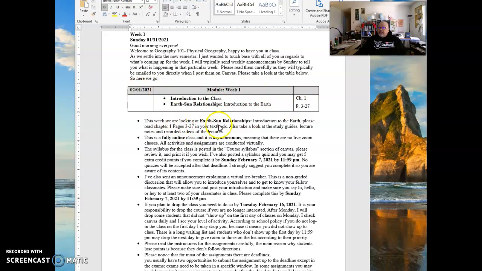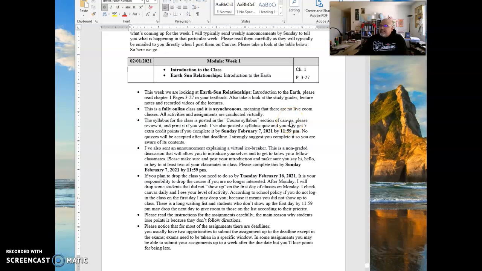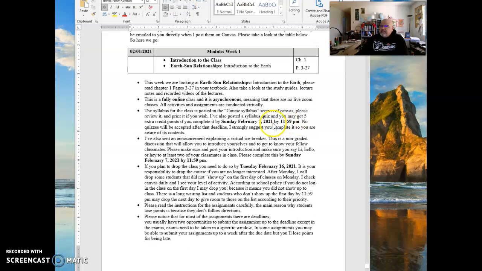This week we are looking at Earth-Sun relationship, Introduction to the Earth. Please read chapters 1 and 3, pages 3 to 27, in the textbook. Also take a look at the study guides, lecture notes, and recorded videos of the lectures. This is a fully online class, and it is asynchronous, meaning that there are no live Zoom classes. All activities and assignments are conducted virtually.